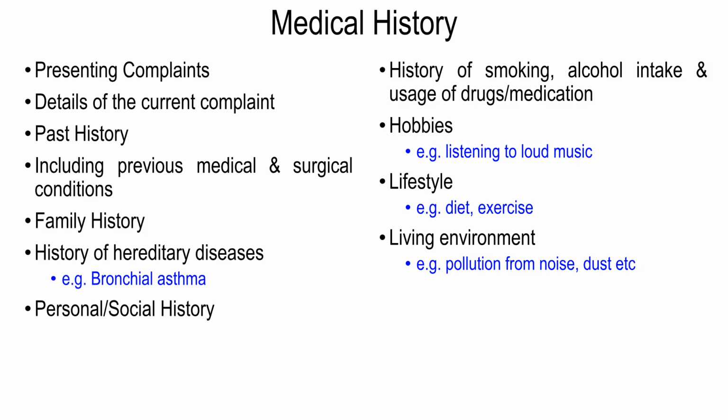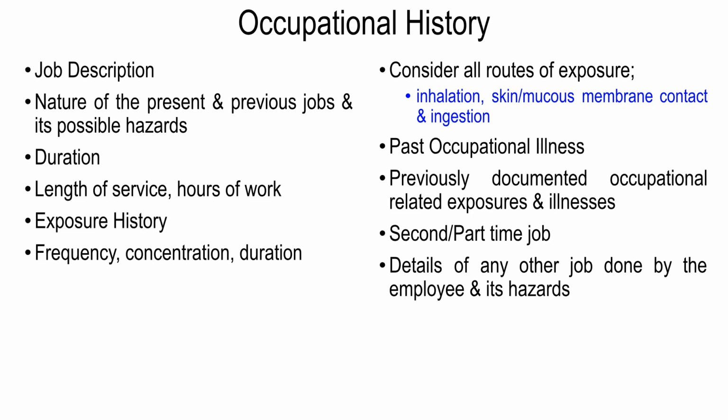A complete medical history is vital, covering current and past complaints, family and personal history, including lifestyle factors like smoking, hobbies, diet, and living environment. The occupational history must detail job descriptions, nature of present and previous jobs, duration, exposure history, and all routes of exposure, like inhalation, skin contact, and ingestion. It also includes past occupational illnesses and exposure records.